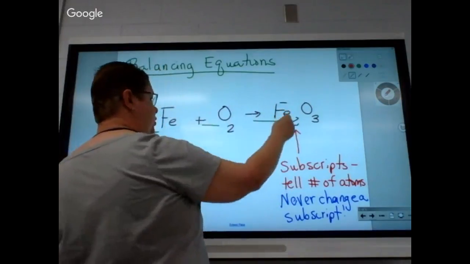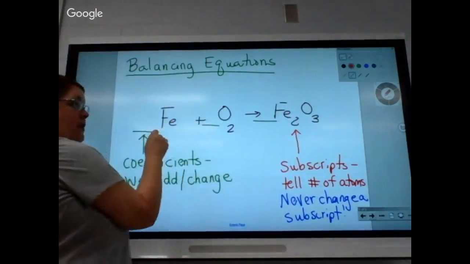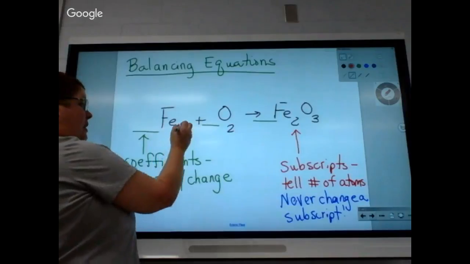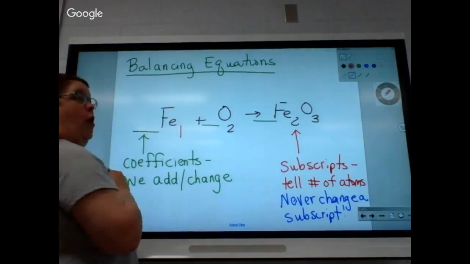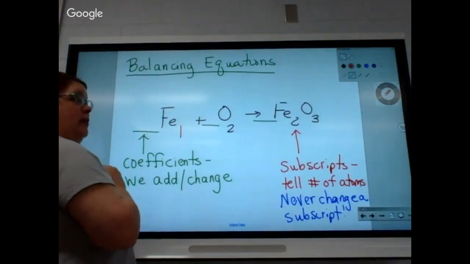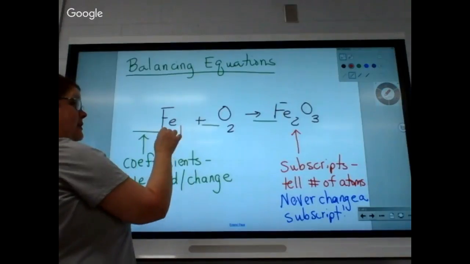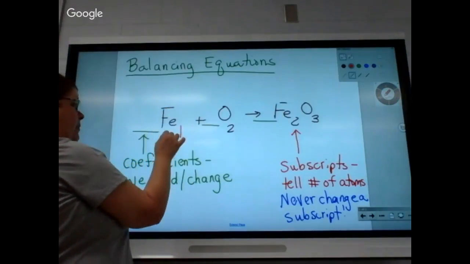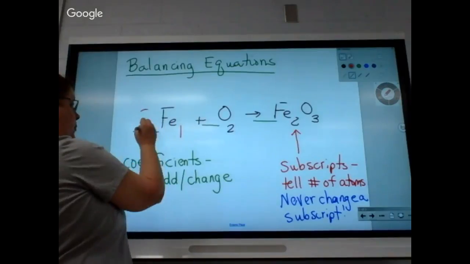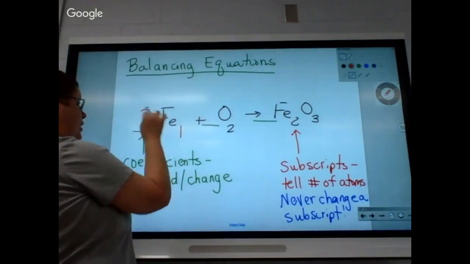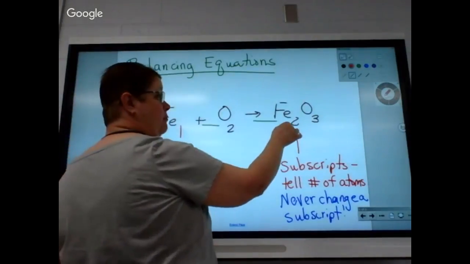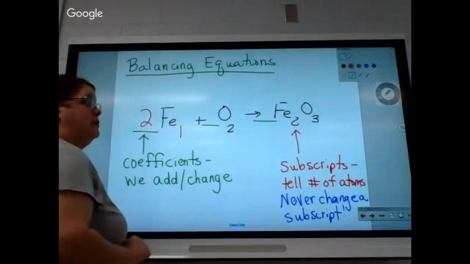So, if we have 2 on this side, we need 2 on this side. Now, if there's no subscript here, we understand it to be a 1, right? The numbers multiply. So if I need 2 on this side, 1 times what will give me 2? So we put a 2 there. 2 times 1 is 2. I have how many here? So the Fe's are balanced.